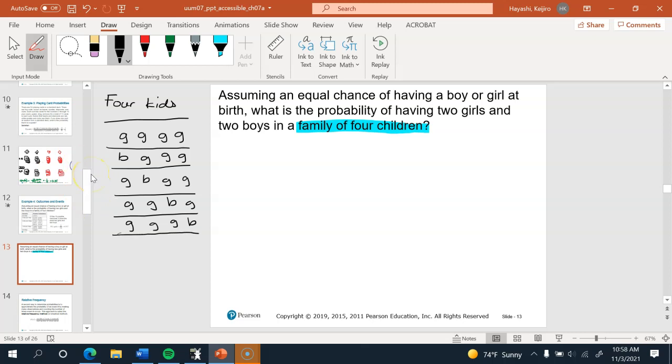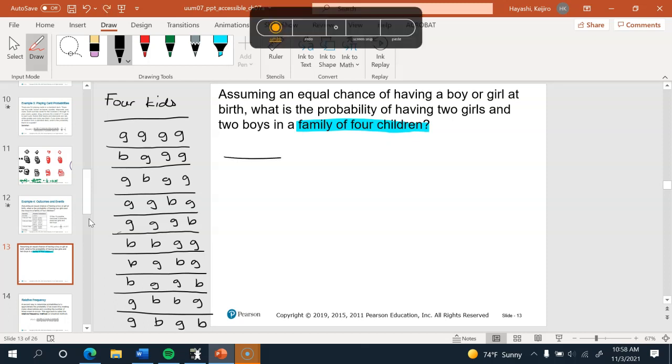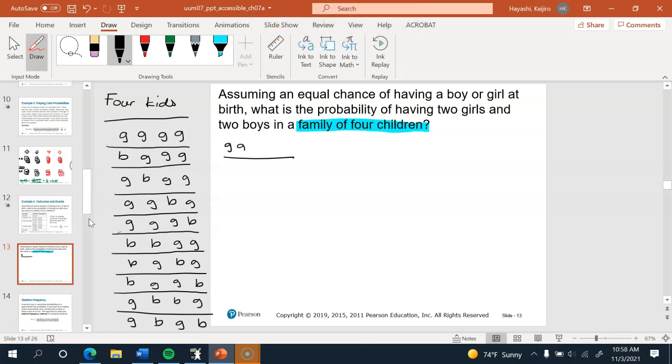Now you move on to having the possibility of having two boys. They can be the first two. They can be the first and the third. They can be the first and the last. They can be the second and the third. They can be the second and the last. Or they can be the third and the last.